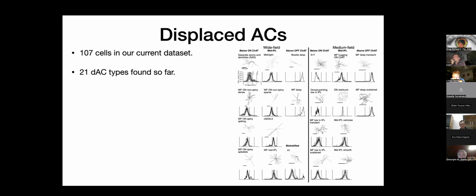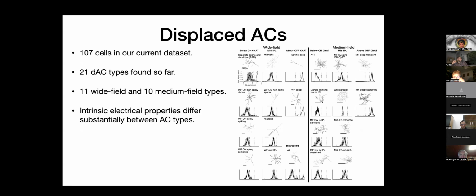I think the answer is probably 20 to 30 or 20 to 25. I don't think there's that many more types than this. We found 11 wide field and 10 medium field types so far. The intrinsic electrical properties differ substantially, and that's been very helpful. So I think they'll be more easily distinguishable than the ganglion cells because we have that fourth pillar. And the morphology and function appear to align, again, very nicely.